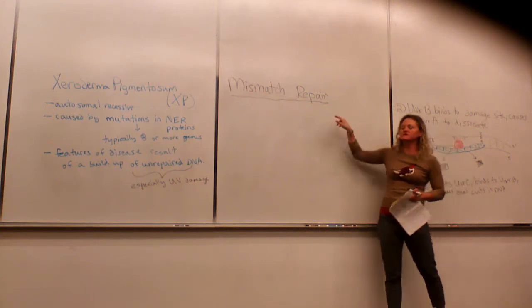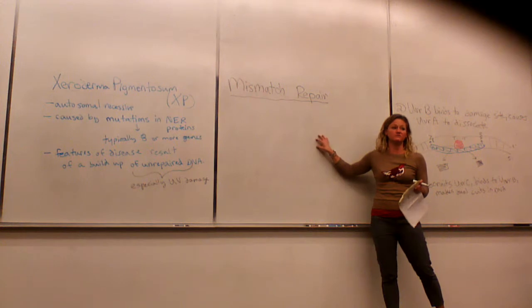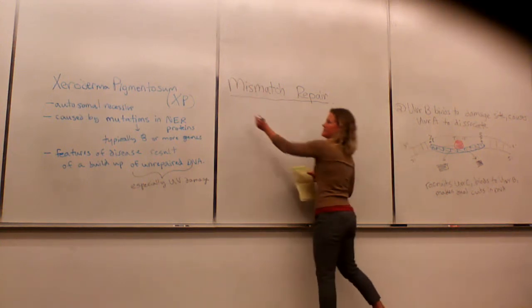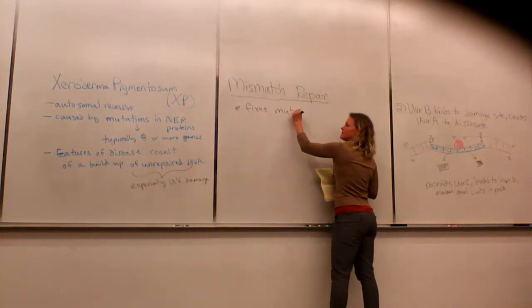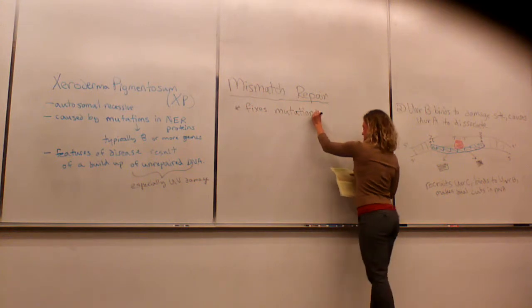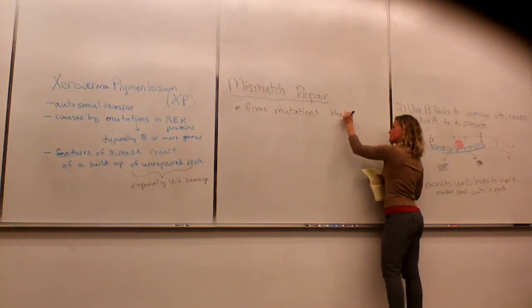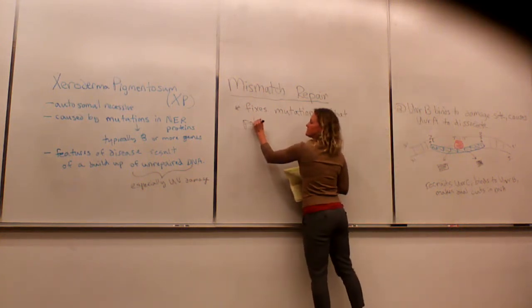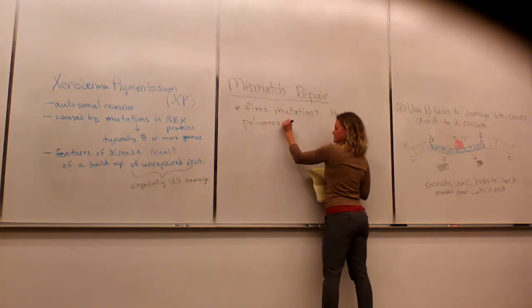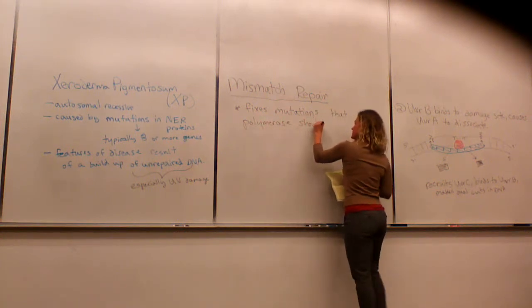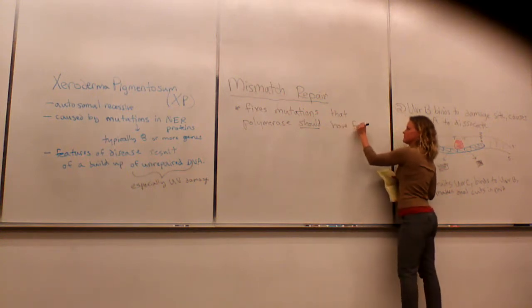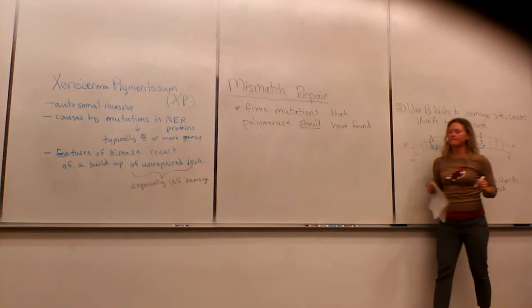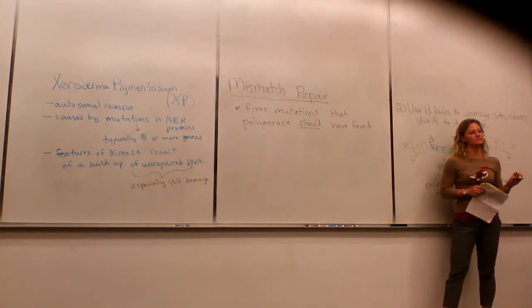In particular, these are mutations that polymerase should have fixed. Okay, so this is like the cleanup after polymerase screwed up. Okay, so this is going to fix those mutations, which are mismatches. So polymerase should have found them during what? What step or type of action?